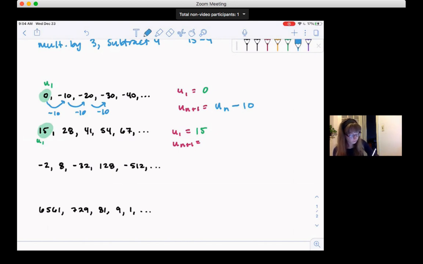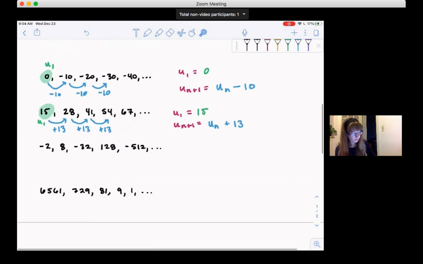We might notice that 15 to 28 is plus 13. 28 to 41 is also plus 13. 41 to 54 is also plus 13. Okay, so we have the pattern. It's plus 13, right? So to get the next term, we would take the current term, and our symbol for the current term is UN, and then we will add 13 to it. So this is saying next equals current plus 13.